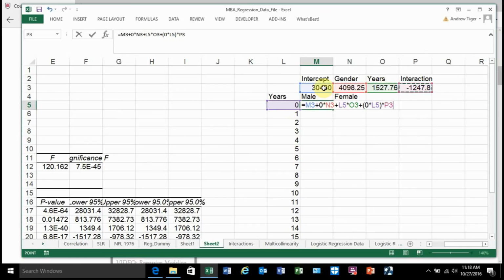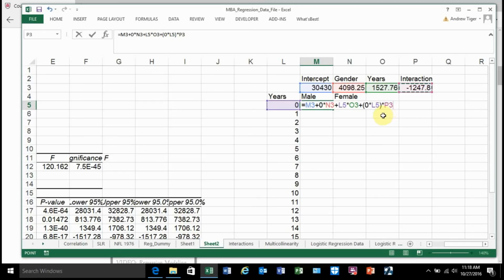I took the intercept, and if it's a guy, a male, then this gender variable is 0. So 0 times this, plus the number of years worked times the year coefficient, plus the interaction. Remember, the interaction is 0, because it's a guy, times years. Now, these multipliers that are 0, I don't even need to include, but I went ahead and did that. But we know that this is not going to add any value. This effect is really just the intercept plus years times the year coefficient.